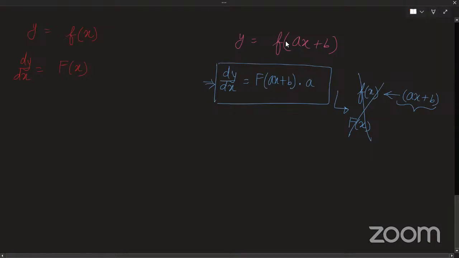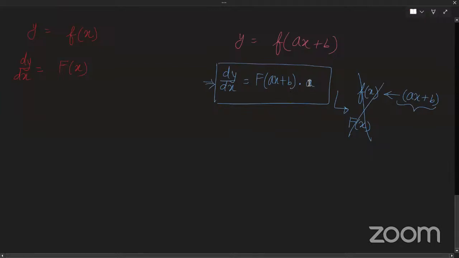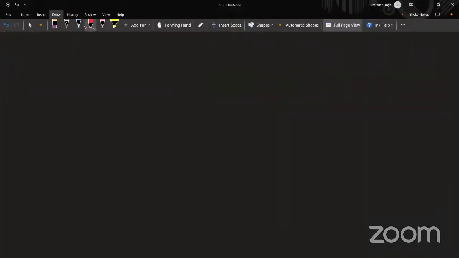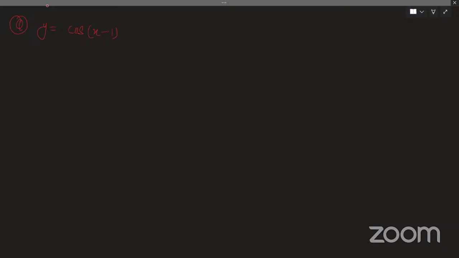So what we can do is directly take the derivative of the function and then just multiply it with the a, that is the coefficient of x. So you can just directly do it and multiply it with the coefficient of x. So just giving you simple cases. So y is equal to cos of 2x minus 1, let us take.